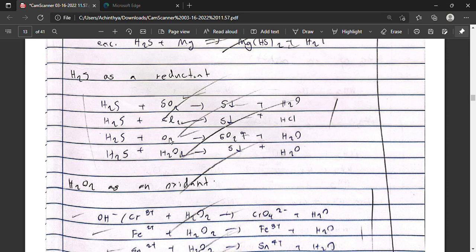Here oxygen gets reduced to water because it goes from 0 to -2 oxidation state, and the same for this reaction in which hydrogen peroxide gets reduced to water, going from -1 oxidation state to -2 oxidation state.